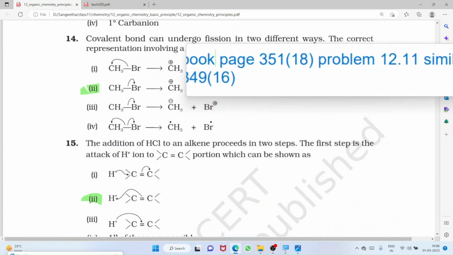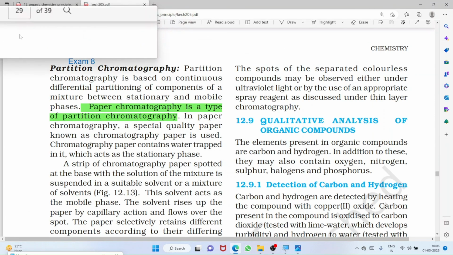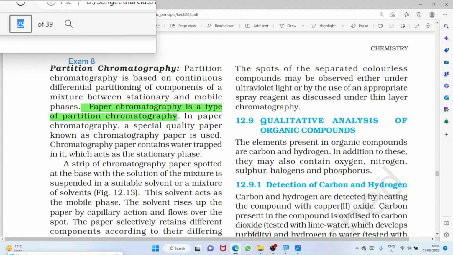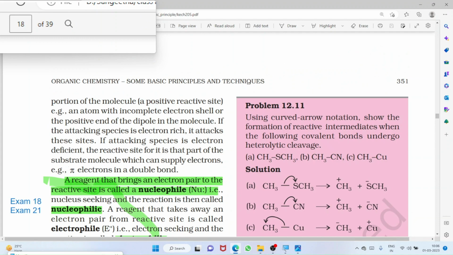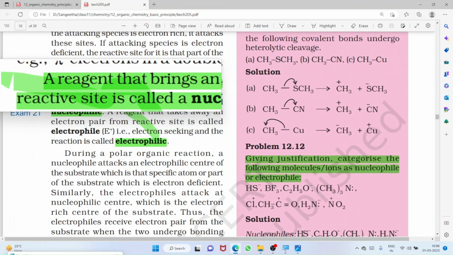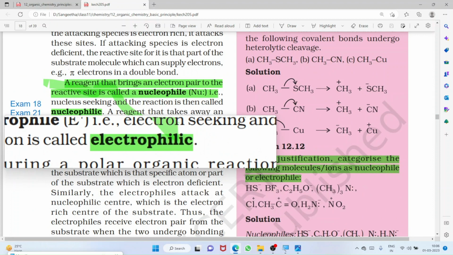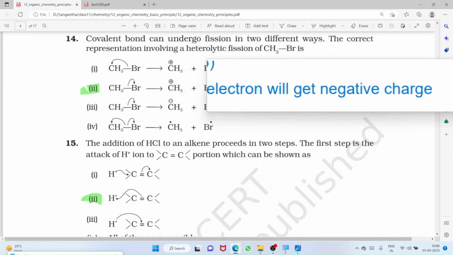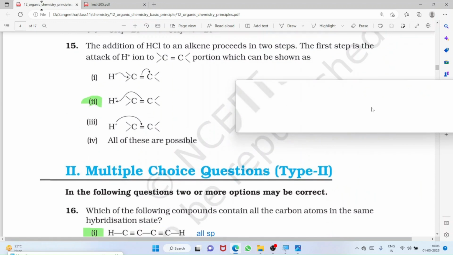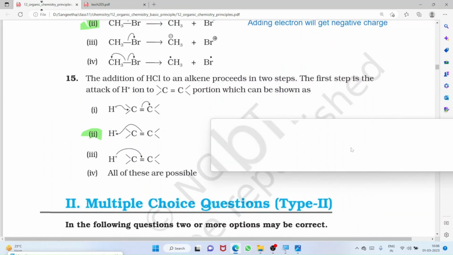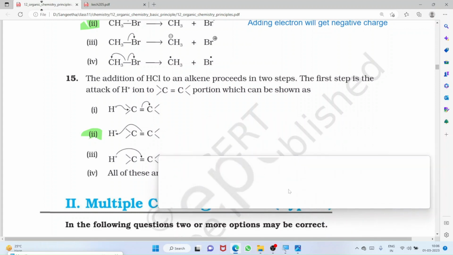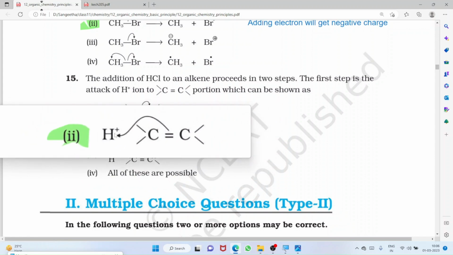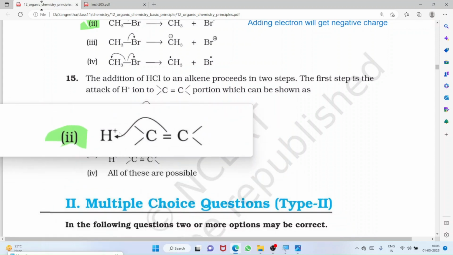So here in question 18, you can go through a similar problem. See here this arrow, which one is getting positive and which one is getting negative? Addition of an electron will give a negative charge. Addition of HCl to an alkene, in the first step. So here also you see this double bond will attack this hydrogen and will join. This is the correct representation.